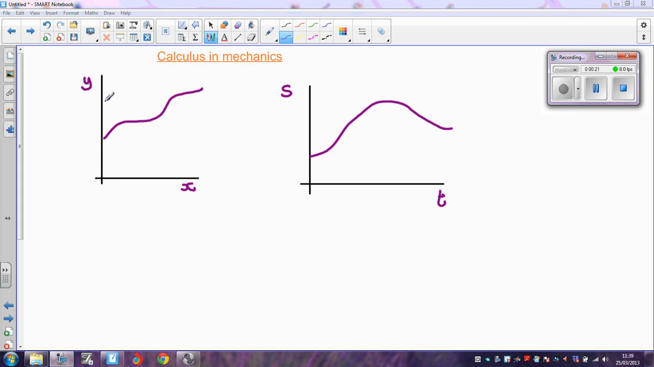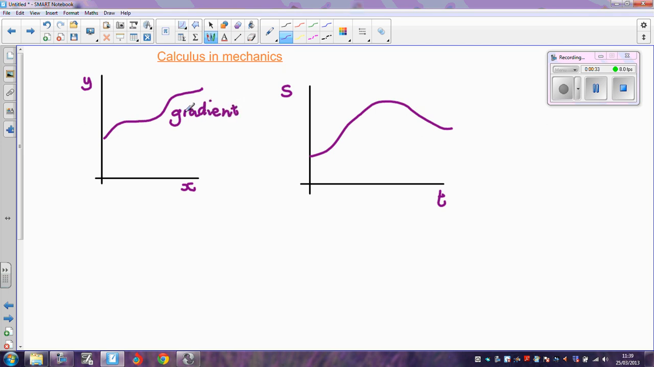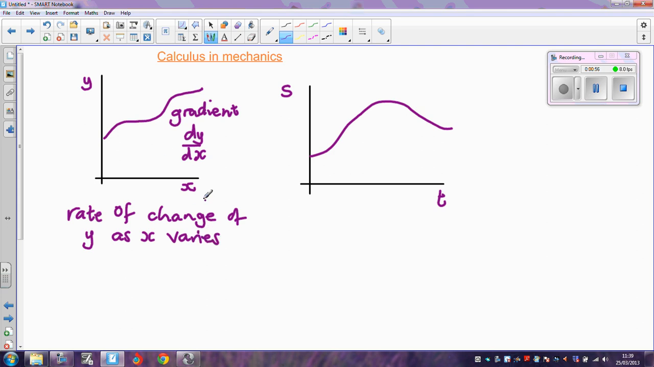So a couple of points to notice first of all. Let's say you've got a graph which is y plotted against x. You know that the gradient of that curve at any point can be calculated using dy by dx. So dy by dx tells you the gradient of a curve if what you've got is y plotted against x. Another way of thinking of that is dy by dx means the rate of change of y as x varies. It tells you how y changes as x varies, or the rate of change of y with respect to x.